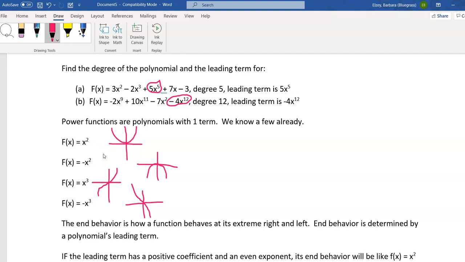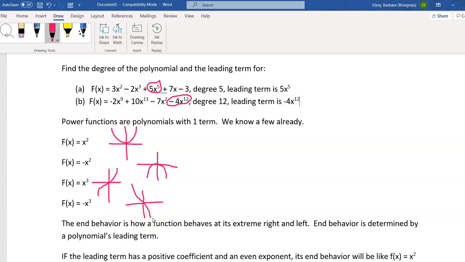Okay, now I've listed these particular power functions because they are very important, because they help us establish something called end behavior. And end behavior refers to how a function is behaving at its most extreme left and right sides. So let's notice, for example, x squared goes up on both the left and the right. And that is its end behavior. Negative x squared goes down on both the left and the right. Our x cubed goes up on the right and down on the left. And our negative x cubed goes up on the left and down on the right.